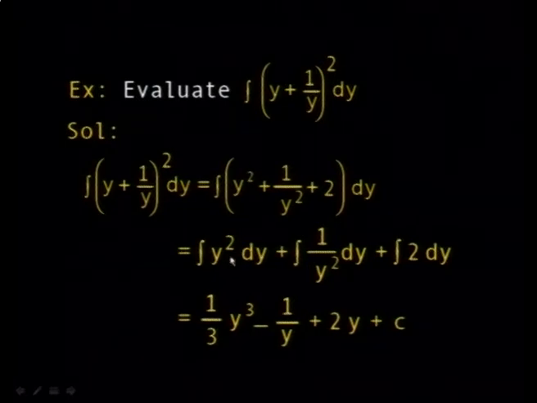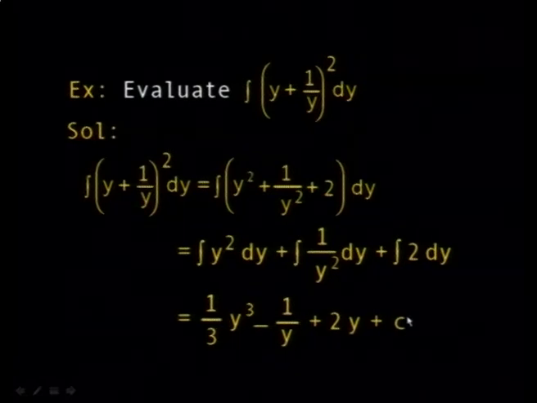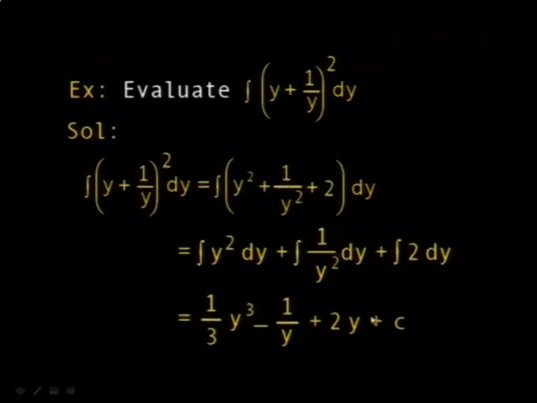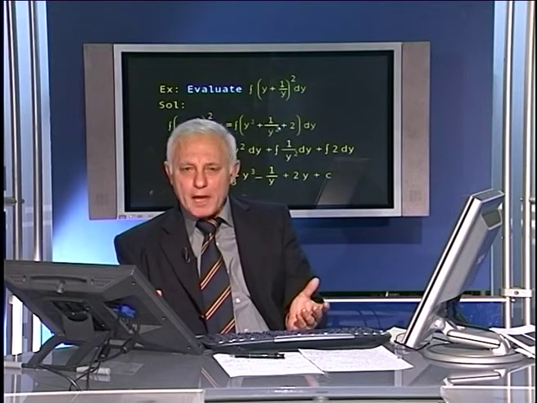The integral of y squared is equal to 1/3 y cubed. The integral of 1 over y squared is equal to minus 1 over y, whereas the integral of a constant is equal to y. So you have here c, which you always add. You don't ever forget about this constant, because as I said, your indefinite integral is a family of solutions, and you have to pick the particular solution suitable for your application.